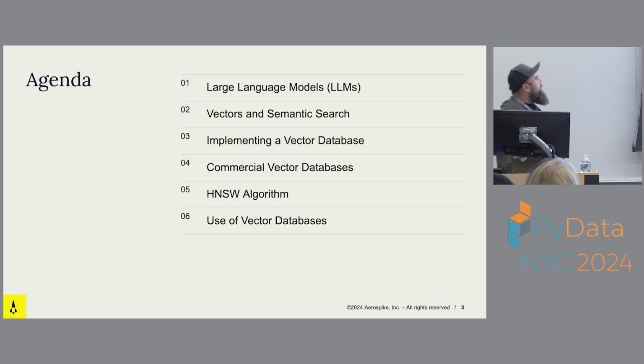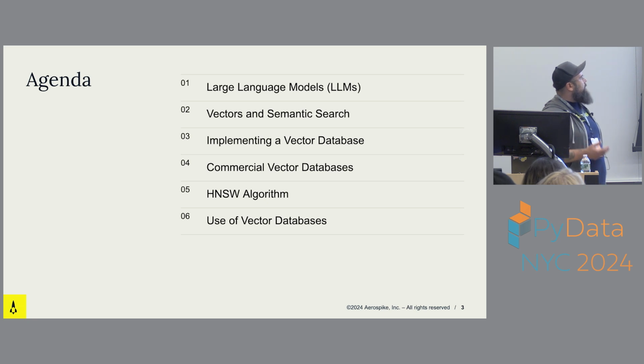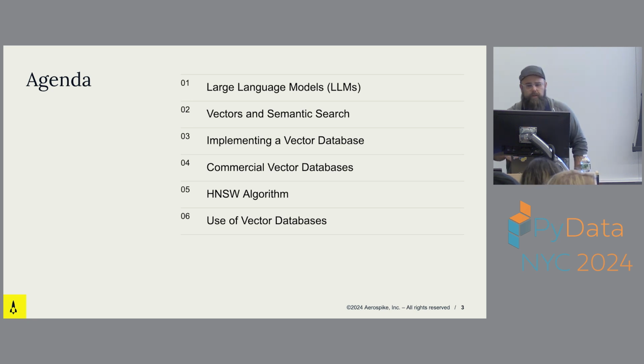We're going to start talking just a little bit about LLMs, large language models, and working with them. Then we'll get into vectors and semantic search: what is a vector, what is semantic search, and then we'll implement a vector database. So we'll actually build one, a very, very simple one. You'll go through the code and we'll brute force ourselves some vector search.